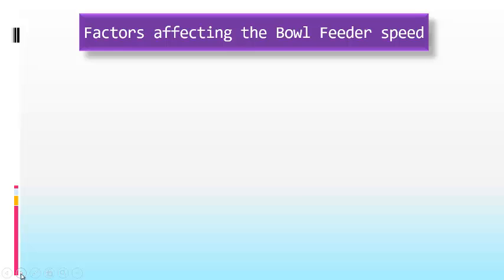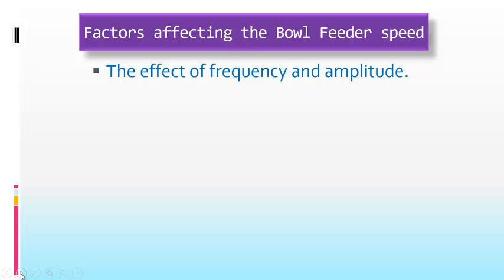Factors affecting the ball feeder speed, and this is very important because the speed of the feeder will give the number of parts which you are going to get in the right orientation. The effect of frequency and amplitude, and this we talked about already. We need to control both of them.